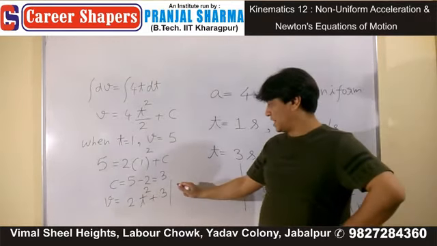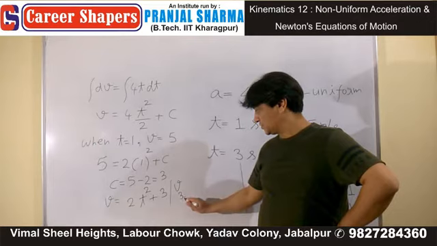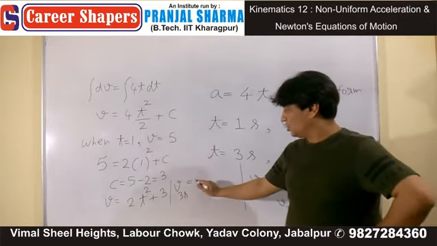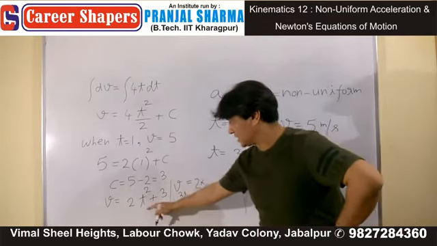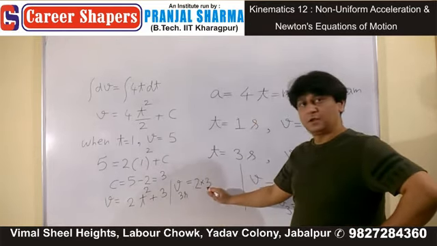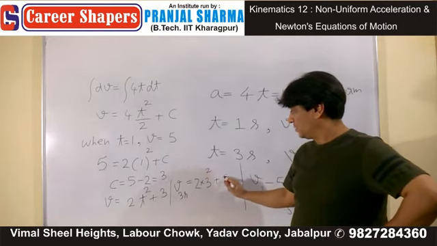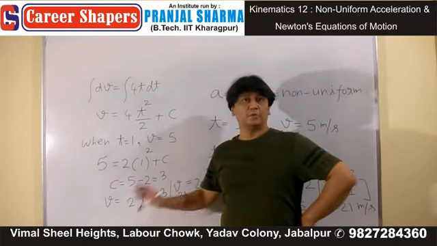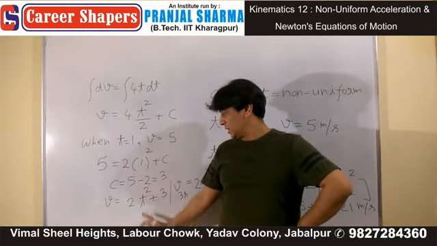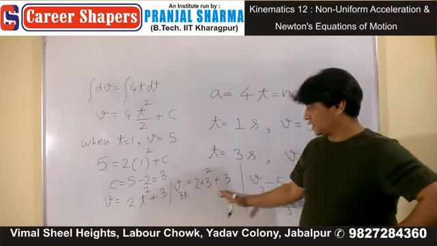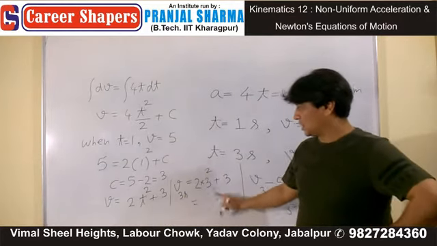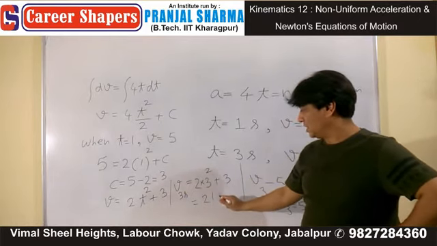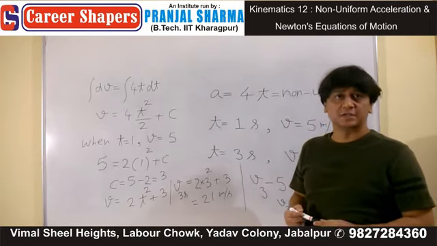If I ask you to find the velocity when time is 3 seconds, you will simply replace t with 3 in 2t square plus this constant of integration. This is the formula for v now. T is 3 seconds, you put it here. This is 9, 2 nines are 18, plus 3, 21 meters per second.